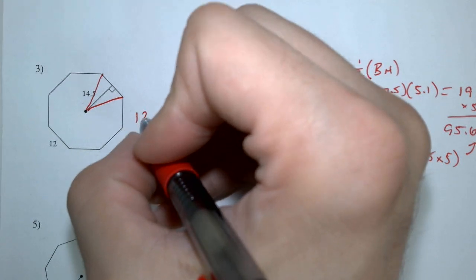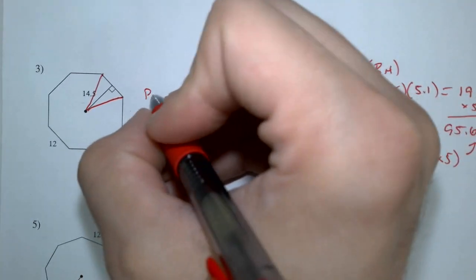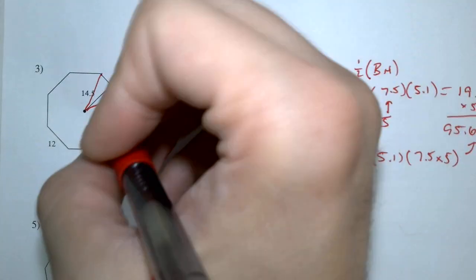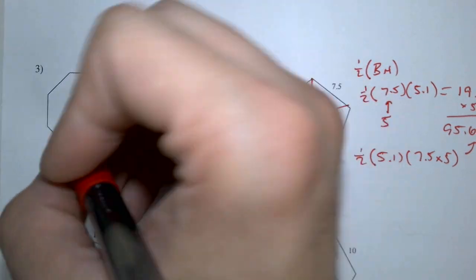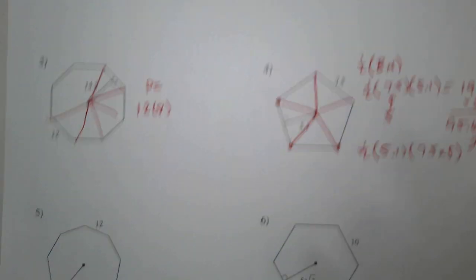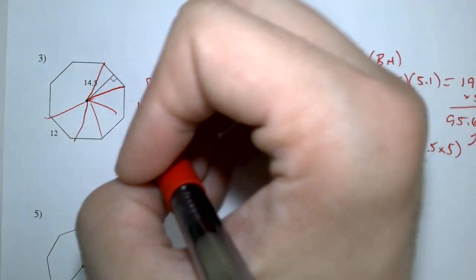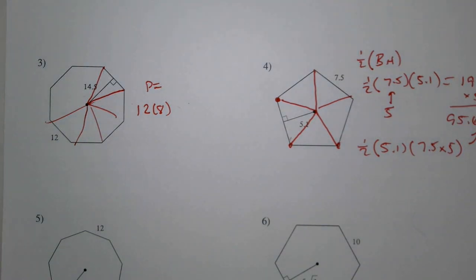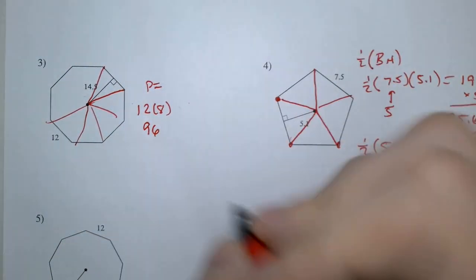We got 12 times 8. That would be the perimeter. Or it would be, how many triangles do I have? I have 8 of these triangles, but I'm going to make a mess if I draw them all. So 12 times 8 is the perimeter. 12 times 8, I believe, is 72. Nope, 96. So the perimeter is 96.